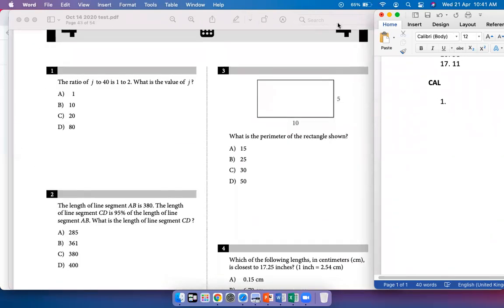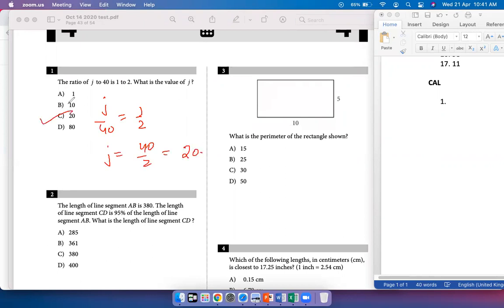Question 1. The ratio of J to 40 is 1:2. What is the value of J? So J would be 40 over 2, which is 20. So that's C. Let's put C as the answer.